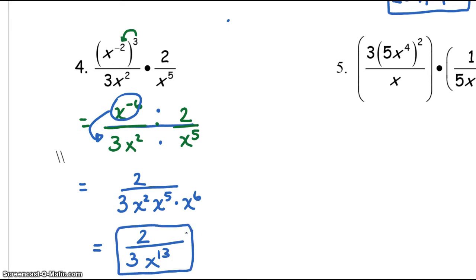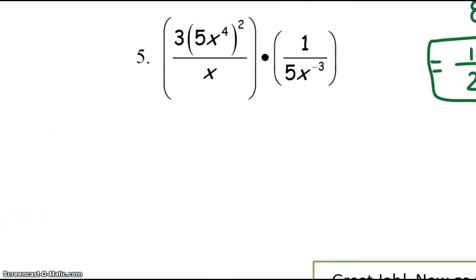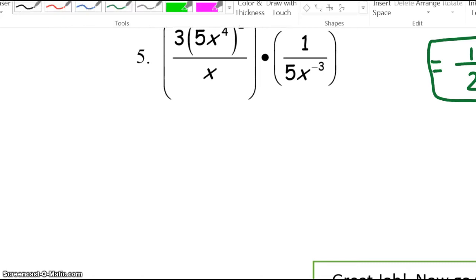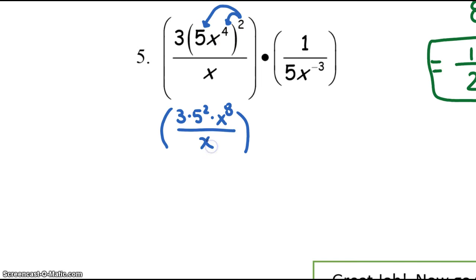Alright, we're heading into our last example. Okay, so let's kind of make this a little bit larger. Looking at the last example, I can see that there's a lot of parentheses, so I want to just take my time on this. So first I have an outside parenthesis, and it's 3, and then I'm going to go ahead and figure out this little one. So the power of 2 only goes to the 5 and the x to the 4th. So I'm going to write that as 5 squared times x to the 8th power, because 4 times 2 is 8, all over x, times 1 over 5x to the negative 3 power.